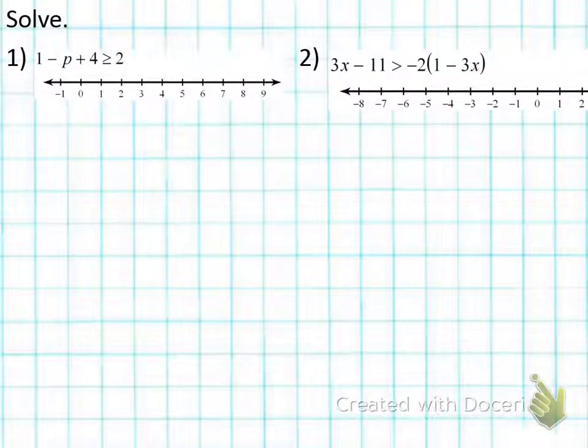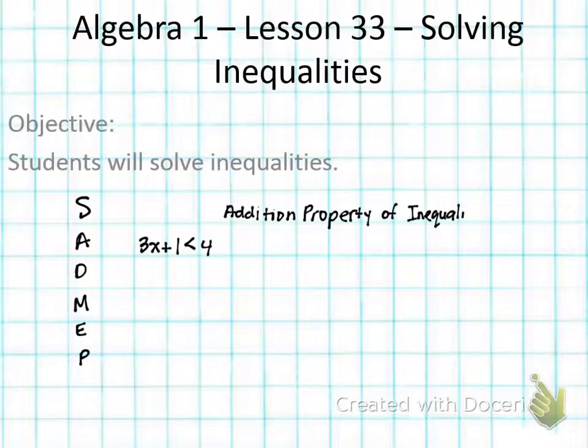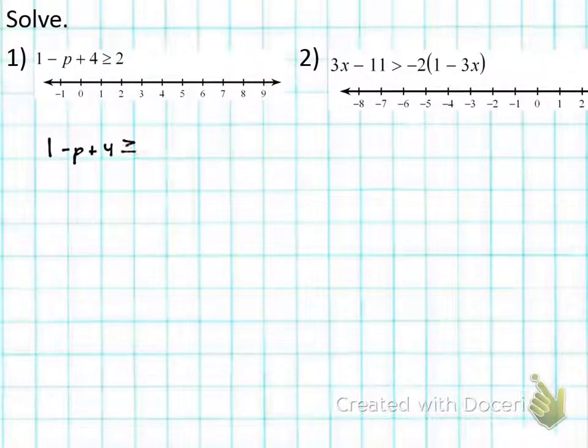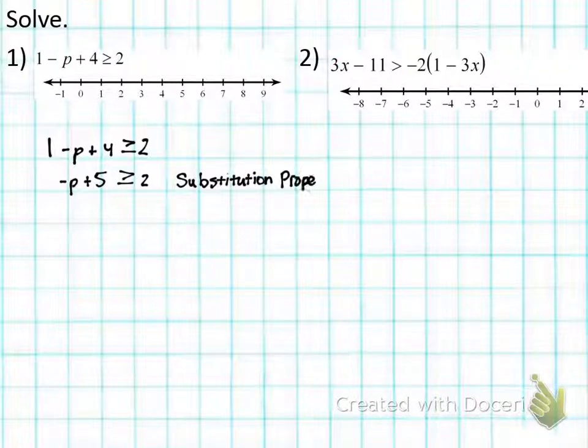Here we go. Number one, we got 1 minus p plus 4 is greater than or equal to 2. So the first thing I want to do, I'm going to rewrite this underneath. Oh, sorry, I went too fast there. I'm going to write this underneath here. And I want to combine like terms, okay? So I have this p in the middle here, just like we used to do. So we want to combine like terms. 1 and 4 becomes 5. I'm using the substitution property, okay?